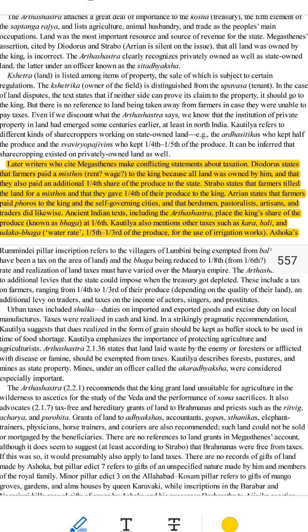3. Strabo. Strabo also mentioned that farmers worked the land for a misthos. He agreed with Diodorus that they gave 1/4 of their crops to the king. 4. Arrian. Arrian talked about phoros, another kind of tax. He said that not just farmers, but also herders, artisans, and traders had to pay this tax to the king and local cities.